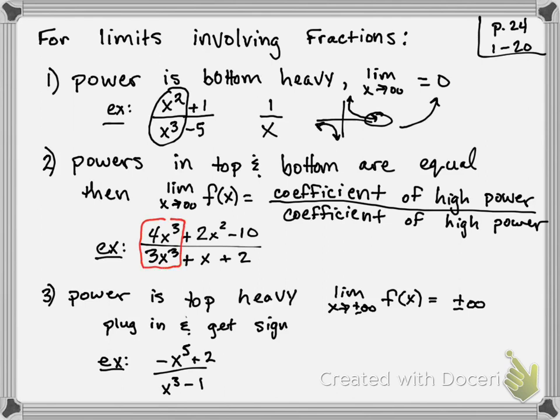So here, the limit as x goes to infinity of f of x, whatever the function is, is just the coefficient of that. Coefficient just means the number in front. So this one is just going to be 4 over 3. And it's honestly as simple as that. You're going to love these kinds of problems.